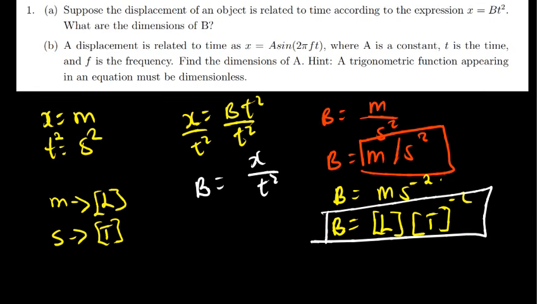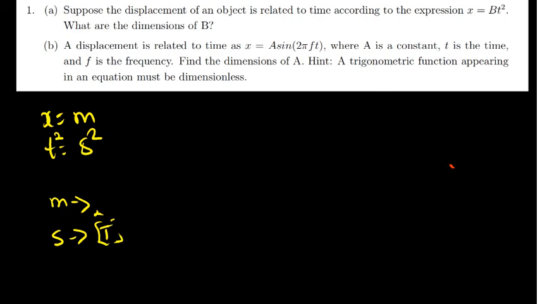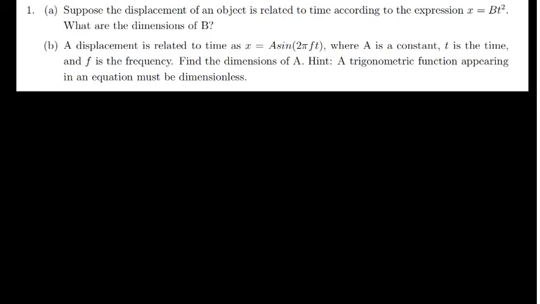Okay, so we go to b. So b is saying the displacement is related to time as x is equal to, so we have got the formula, which is x. And you know what, guys, these formulas we are going to be doing in second semester. This is the formula for displacement under simple harmonic motion, and you're going to see how we derive them. Where a is constant, t is time, f is frequency, find the dimension of a. Hint: a trigonometric function appearing in an equation must be dimensionless.